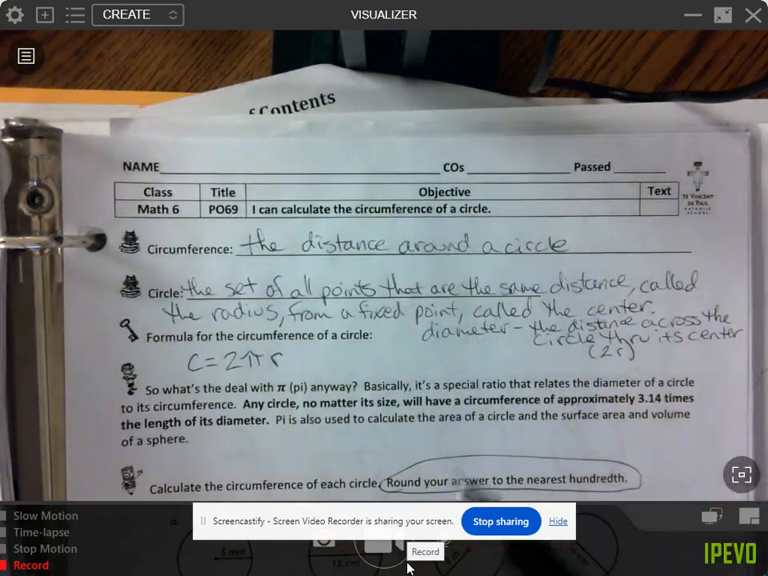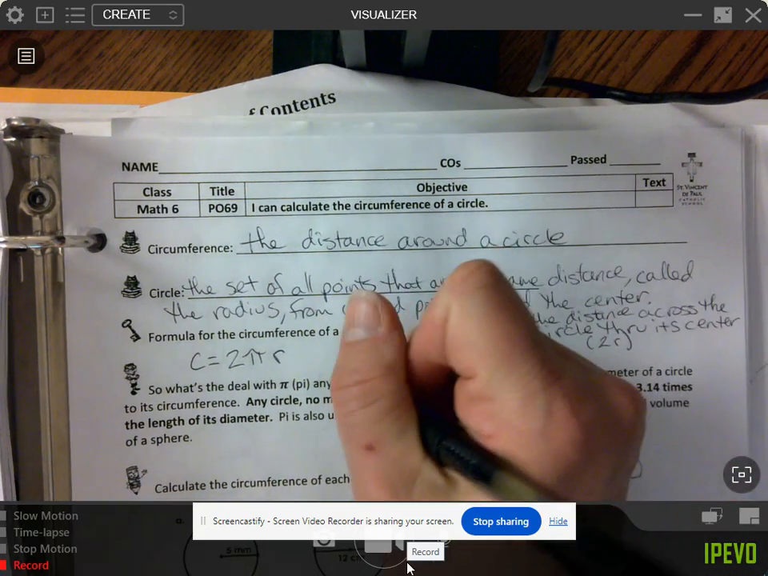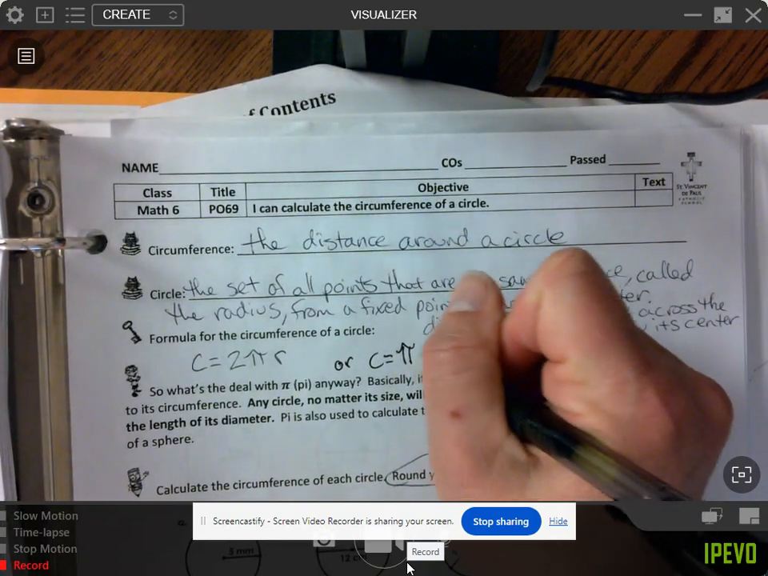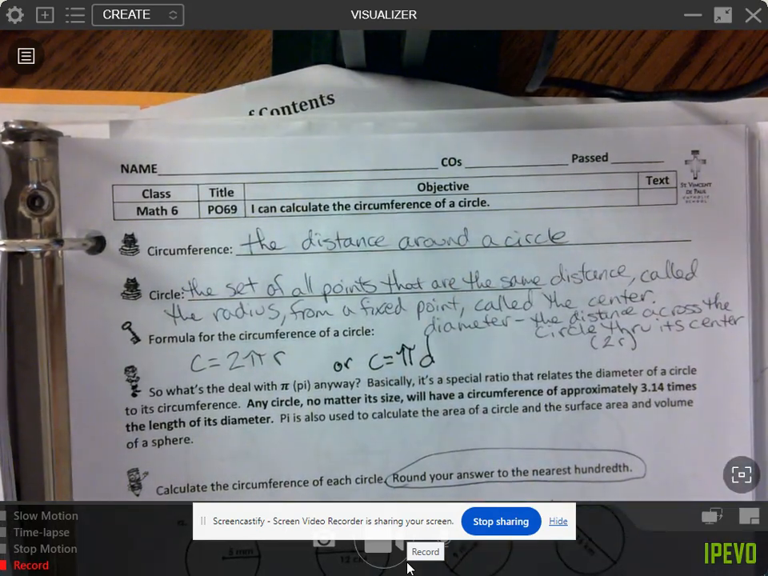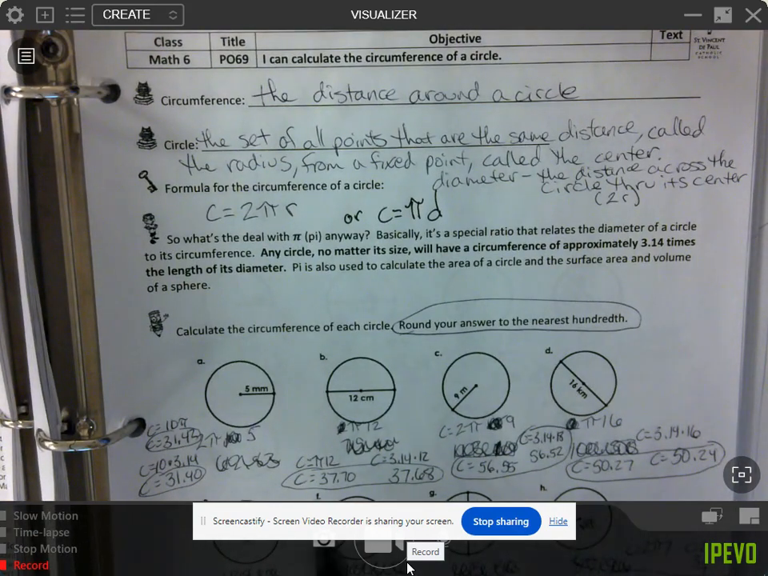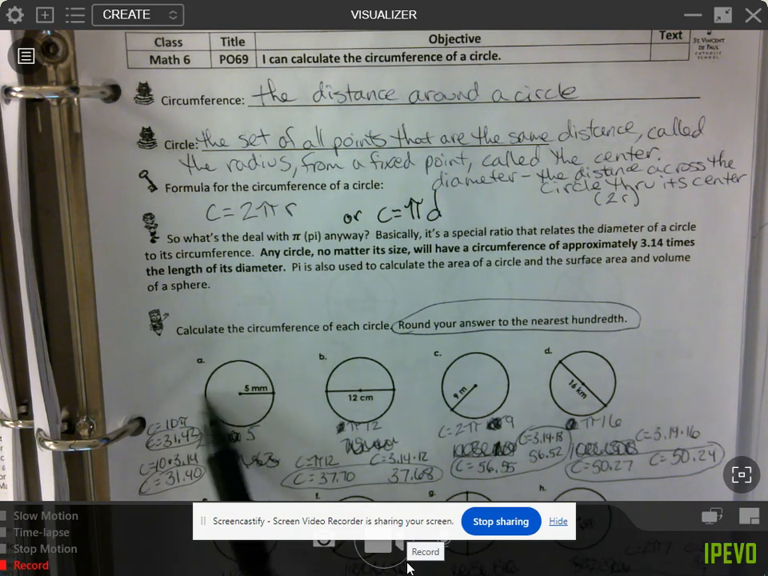If we're given the diameter, remember the diameter is the one that goes all the way across the circle. Our circumference is pi times the diameter. So when we look at what we worked on last week, the radius is when it goes halfway. So we multiply the radius times pi times 2 because we want it to be all the way across. So that's why we multiply by 2.